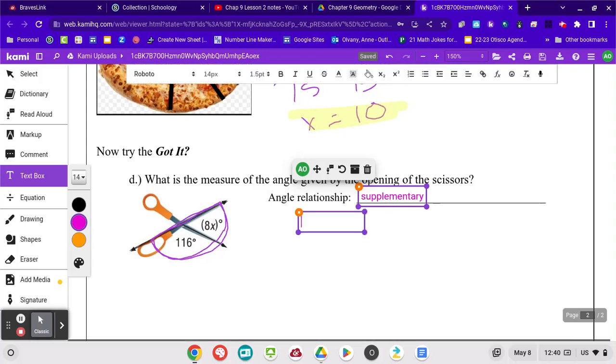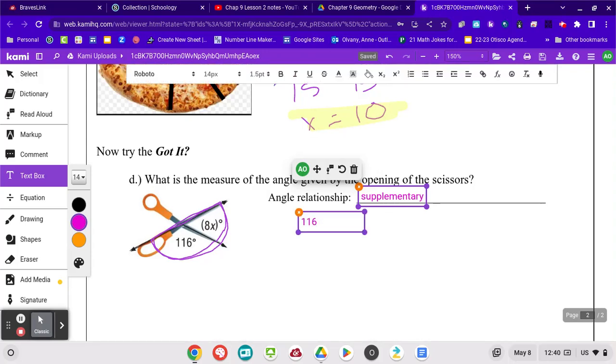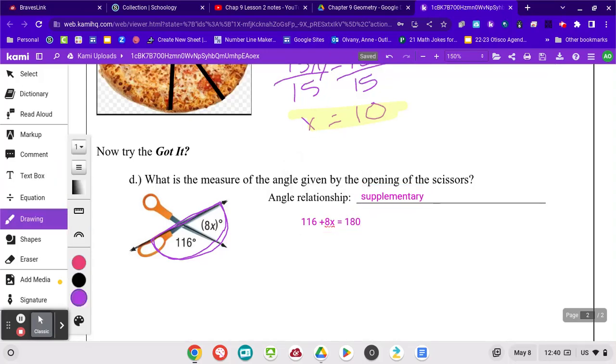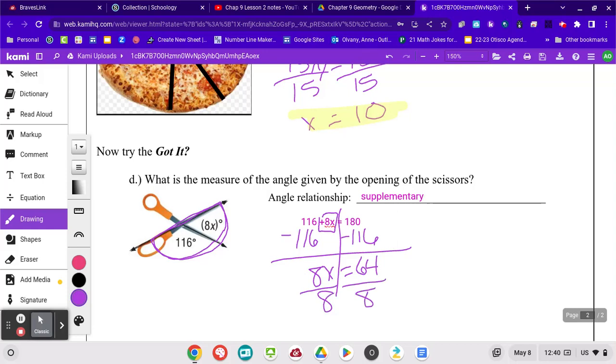And I'm going to add them. 116 plus 8x equals 180. And I can split, box up my variable, subtract what's on the outside. Be careful there because you do not want to have a calculation error, especially when you're told it's okay to use a calculator. 8x equals 64. And when we divide by 8, we get x equals 8.